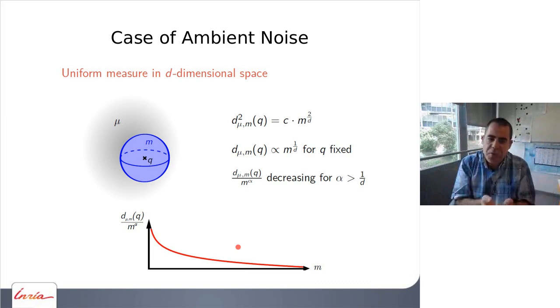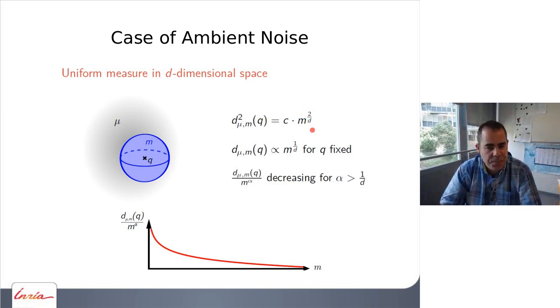If in that ball, the point is distributed like ambient noise, I skip the mathematical detail, but we can prove that the function behaves like a constant times the mass to the power 2 over D, where D is the ambient space. And that means that this time, for a query fixed, this is proportional to mass to the power 1 over D, and that means it is decreasing for alpha greater than 1 over D. In other words, this is a function that is decreasing as a function of M. If I take this time D divided by M to the power alpha.